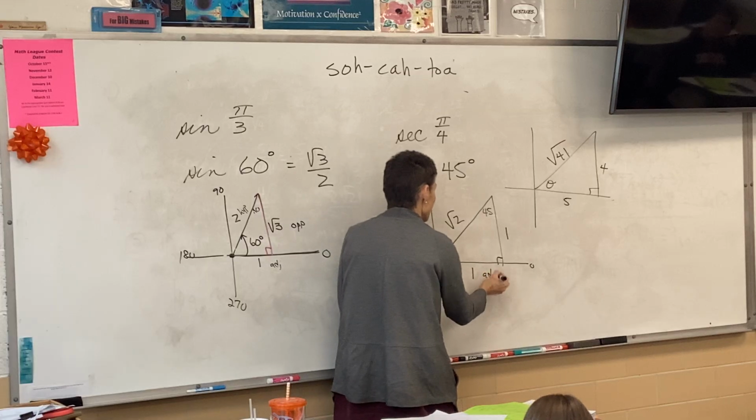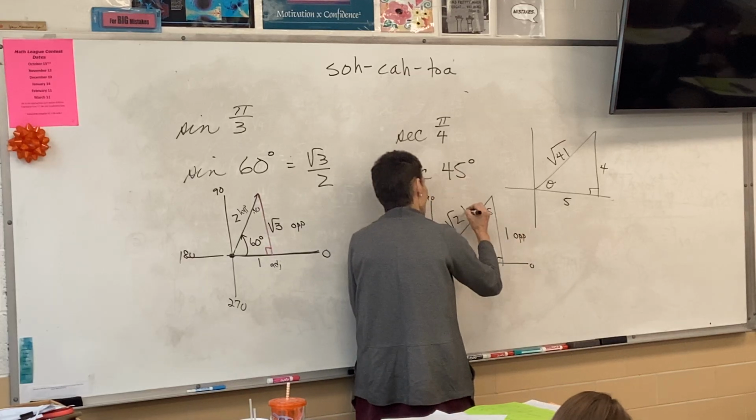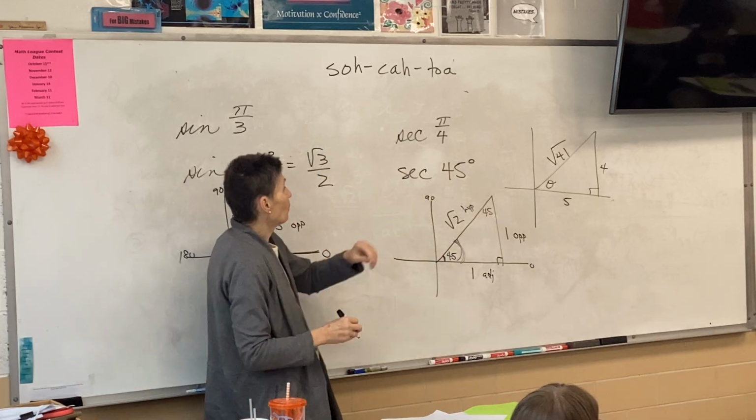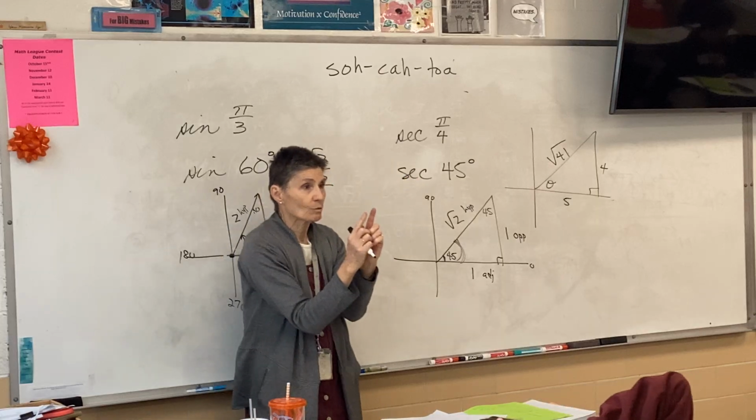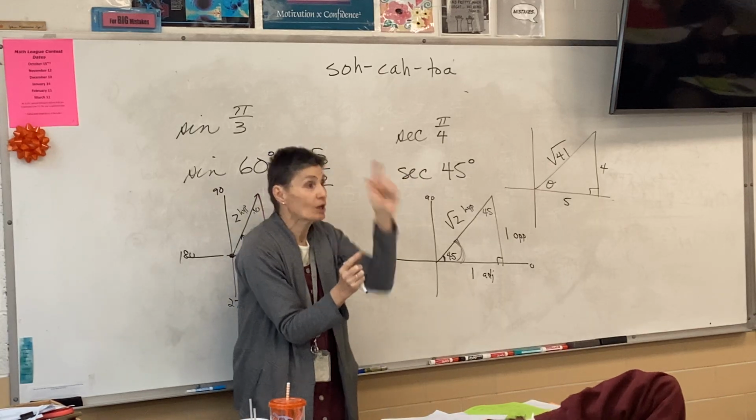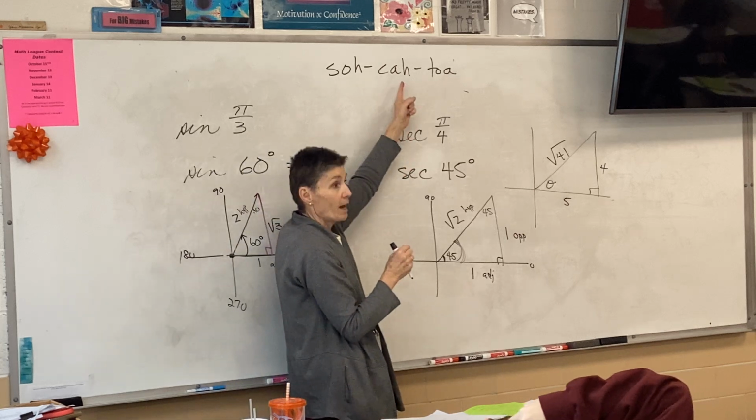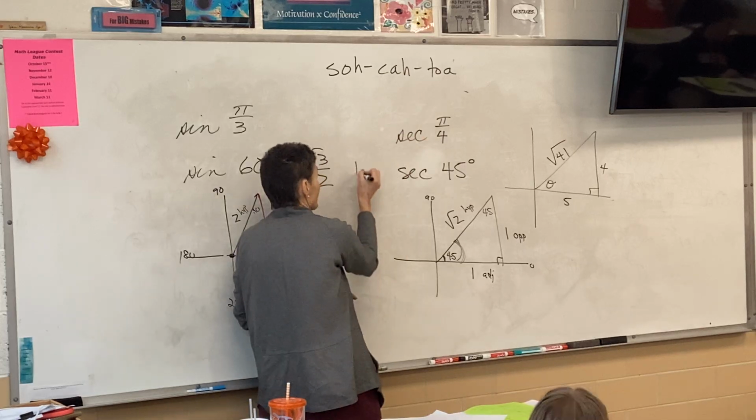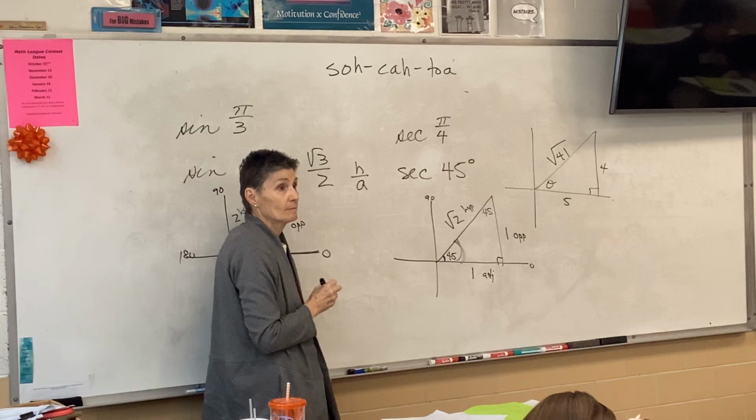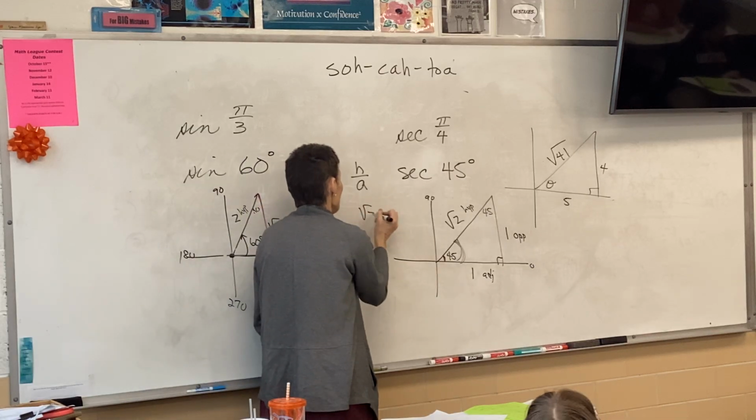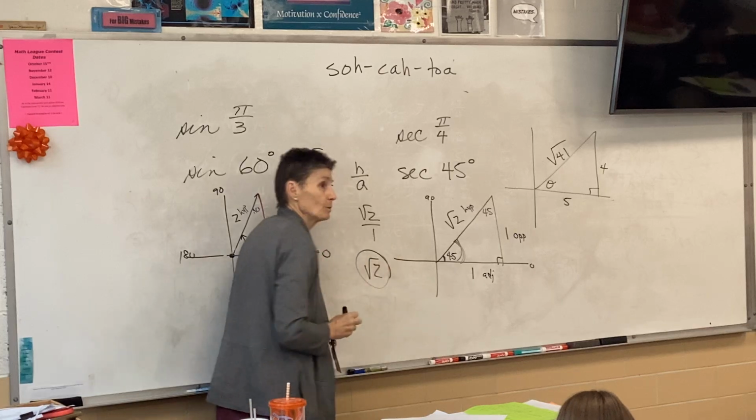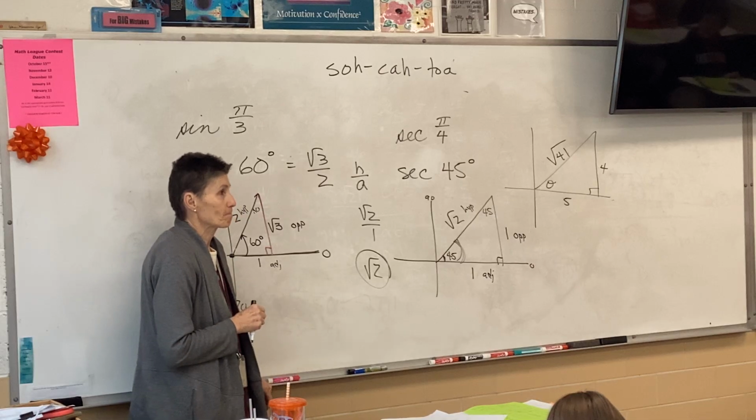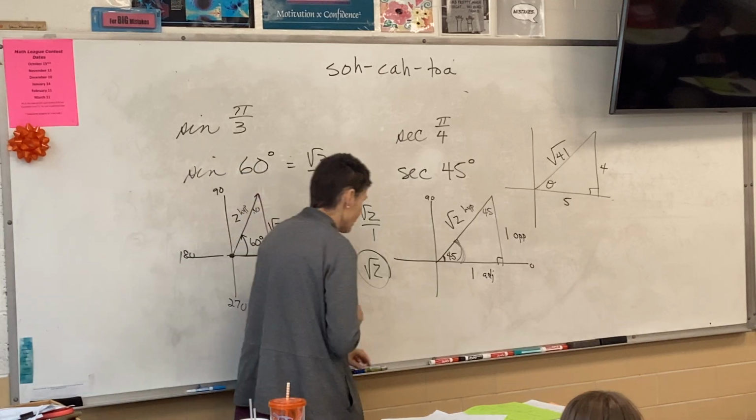We've got adjacent, opposite, and hypotenuse. Remember, this is your angle right here. And we want secant, which is the reciprocal of the cosine. So if cosine is adjacent over hypotenuse, this guy is going to be hypotenuse over adjacent. So root 2 over 1, the answer is root 2. Isn't this fun? All right, let's see if we can get the next two done.